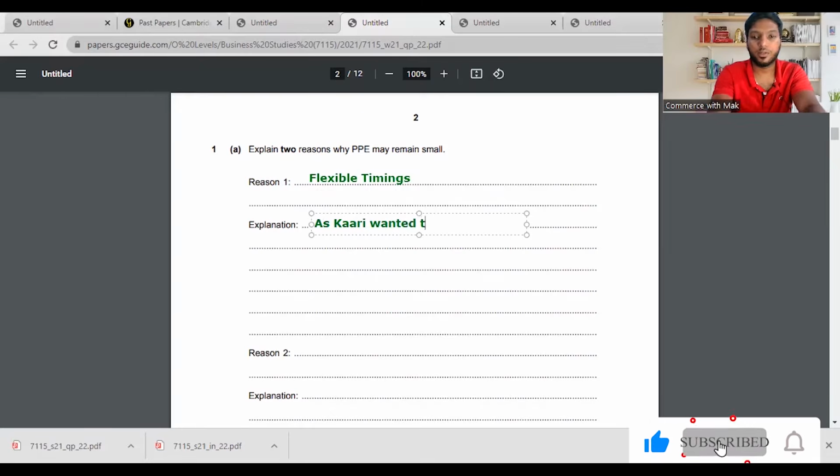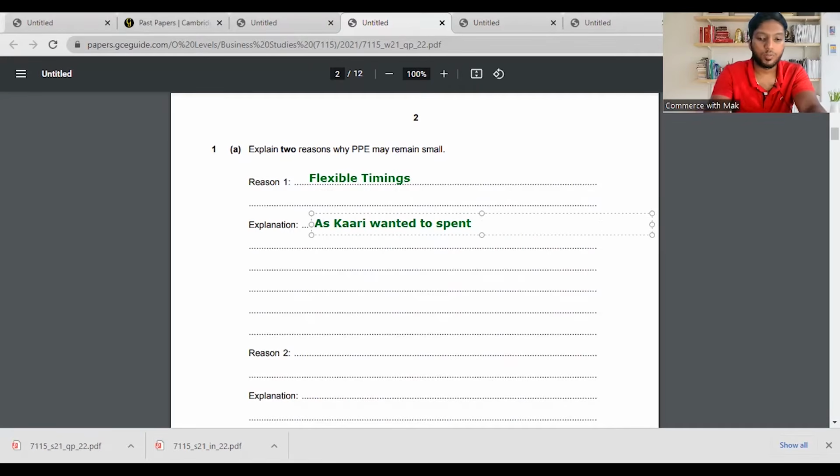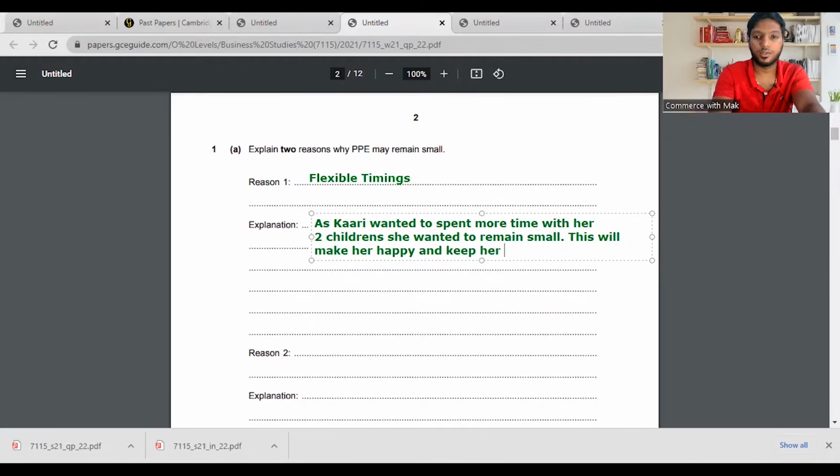wanted to spend more time with her two children, she wanted to remain small. This will make her happy and keep her family secured.